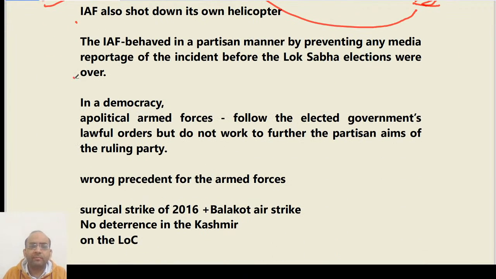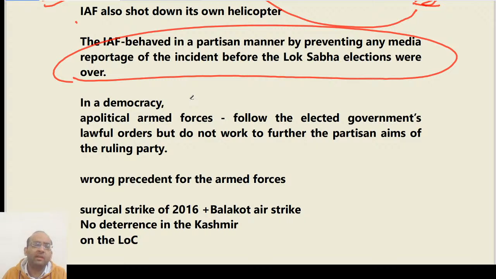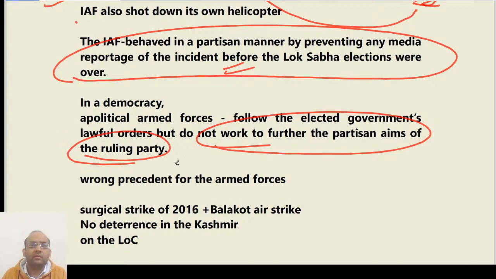Then the IAF behaved in a partisan manner by not preventing media reportage of the incident before the Lok Sabha elections were over. See, in a democracy, armed forces are apolitical. They just follow the orders of the ruling government, but they do not need to support the ruling party. When they shut the door on examination by the media over the incident, it basically helped the ruling party win the elections.